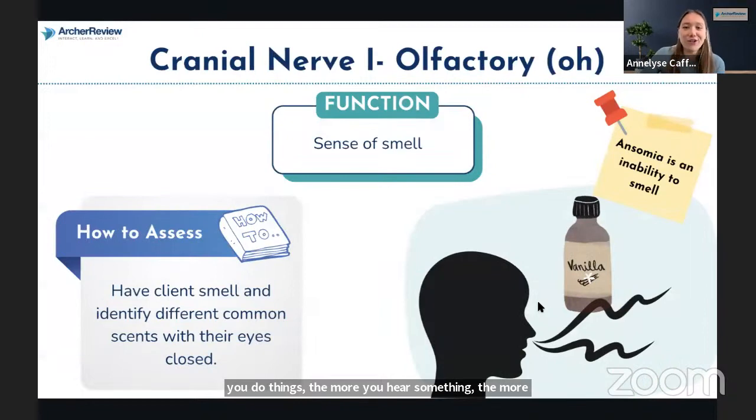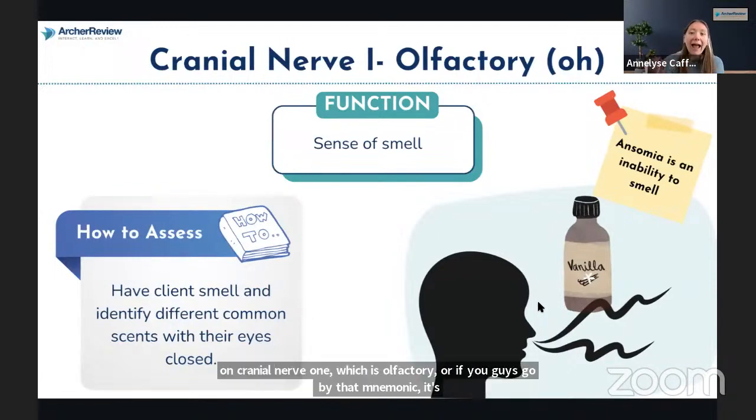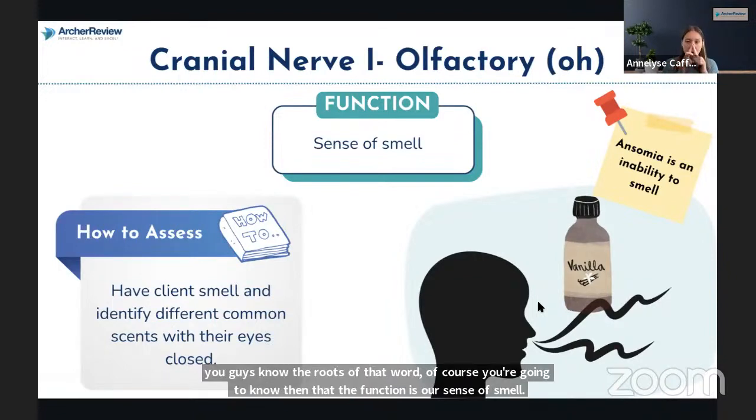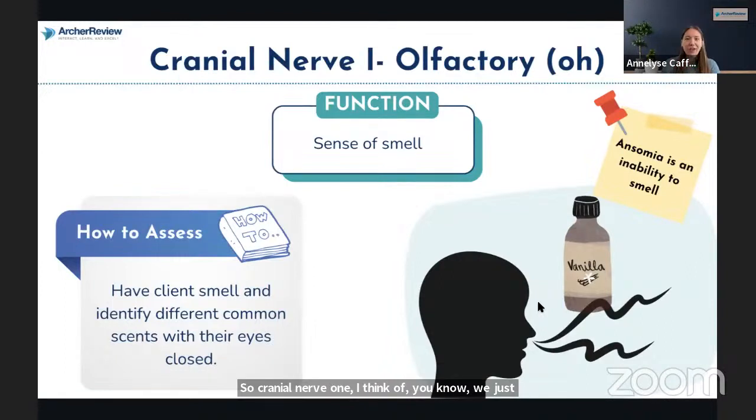Now we're really on to assessing cranial nerves. We're on cranial nerve 1, which is olfactory, or if you go by that mnemonic, it's the first O. And if you know the roots of that word olfactory, of course, you're going to know that the function is our sense of smell. So for cranial nerve 1, I think of our one big nose right there. That's 1. So cranial nerve 1, once again, olfactory, is your sense of smell.